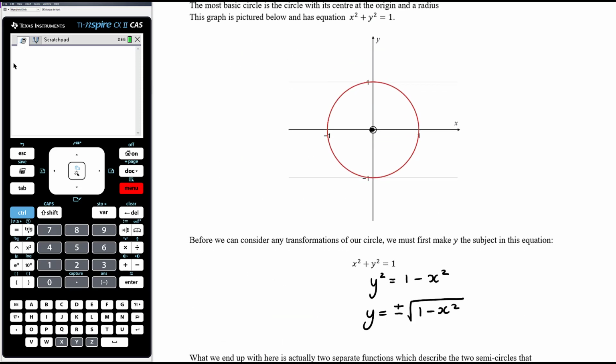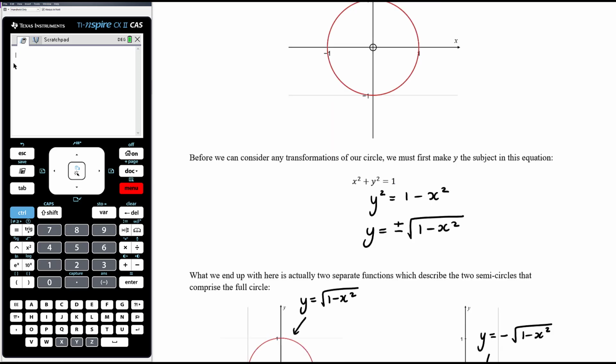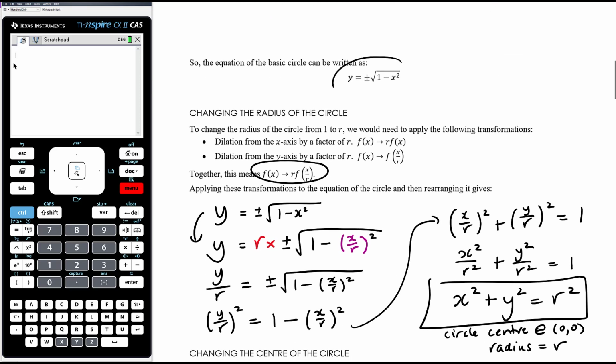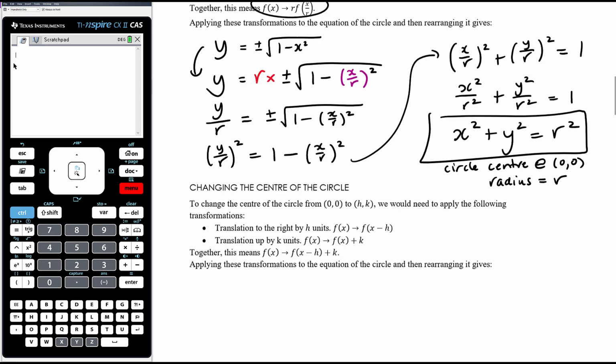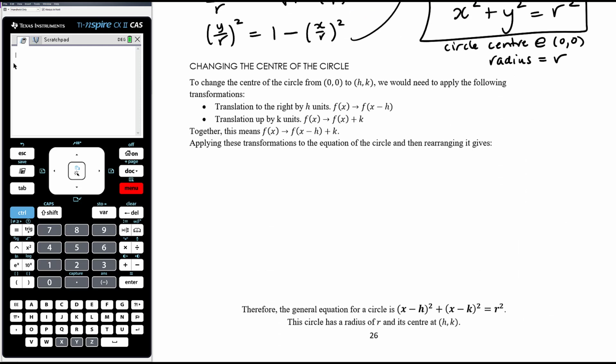If I wanted to move the centre from 0, 0 up to 2, 3, I would need to translate the graph to the right by 2 and up by 3. So we want to think about applying translations to this general function for the circle. Translating to the right by h units is f of x minus h. Translating up by k units is f of x plus k. So we want to do both those things: f of x minus h, plus k.